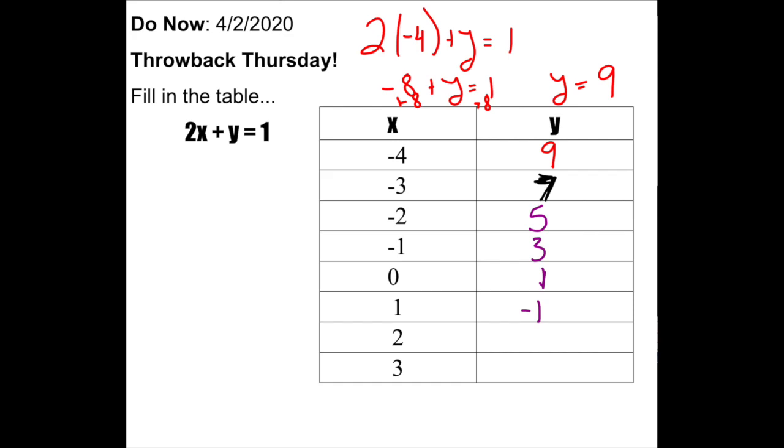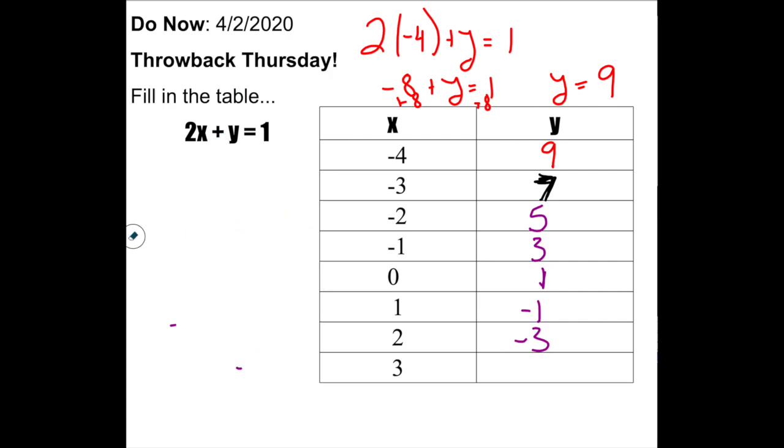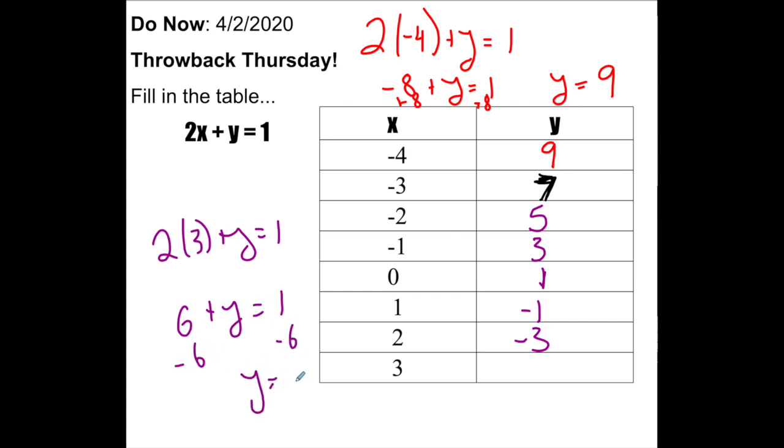Now I'm going to plug in 2. So I get 2 times 2 plus y equals 1, and 2 times 2 is 4. So I subtract 4, and I get 1 minus 4, which is -3. And last but not least, let's plug in 3. So you get 2 times 3 plus y is 1. 2 times 3 is 6. So y equals 1 minus 6, which is -5. And so that completes my table.